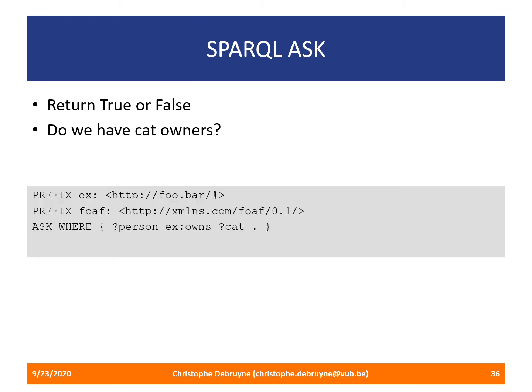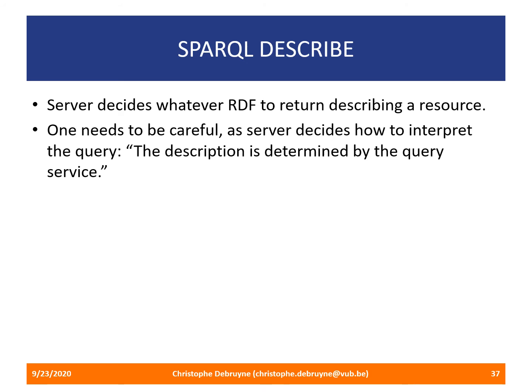So I ask whether there is a person that owns something, a cat. If such a triple were to exist, at least one, the value will be true. And finally, an interesting query is the SPARQL describe query.